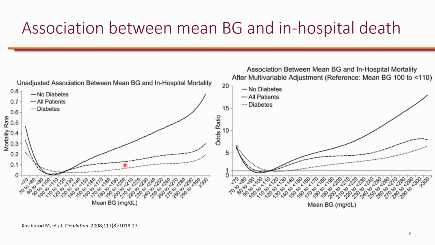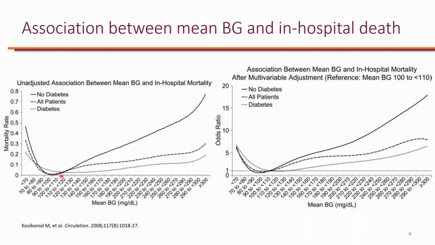Now, both hypoglycemia and hyperglycemia in hospitalized patients are bad. In this picture, on the x-axis, you're looking at different serum blood glucose levels, and on the y-axis, you're looking at the mortality rate. These data are from an observational study that was done in 2008. Whether you look at the unadjusted graph or after multivariable adjustment on the right, you can see that there is a U-shaped curve, which means that the risk of mortality is high when the blood glucose is too low, and it's also high when the blood glucose is too high. So there's a U-shaped curve here.